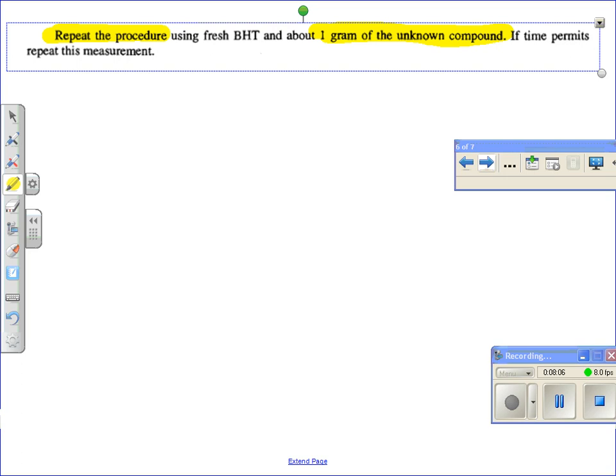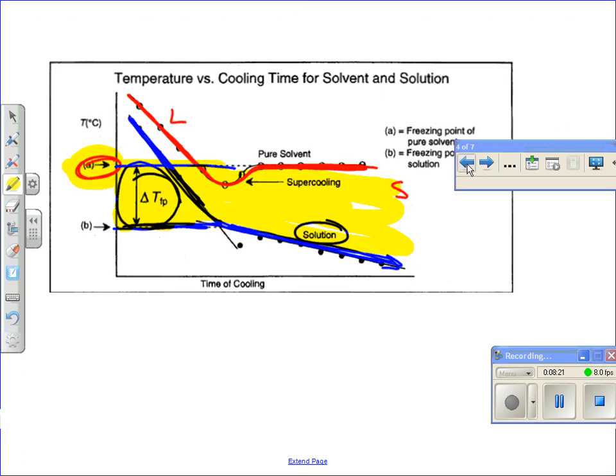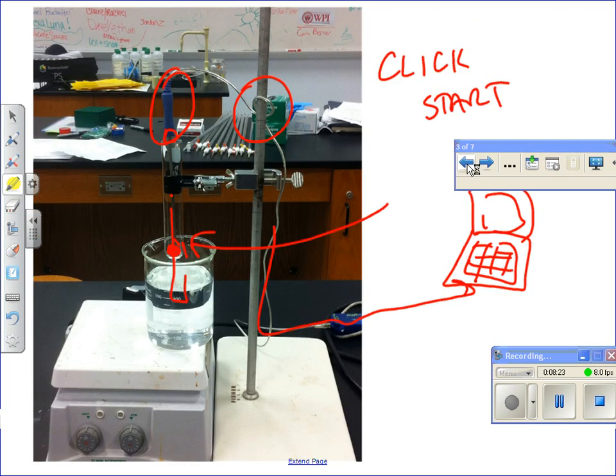So you go to the balance. You measure 1 gram of the unknown. You're going to mass that out in a weigh boat, dump that into the same test tube, and liquefy it again. Once it's completely liquefied, you pull it out of the water bath, as you see in the photo here. It will be pulled out of the hot water bath, and then you let it cool. That's when you click start on the computer.